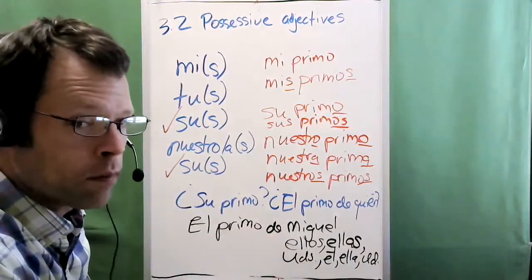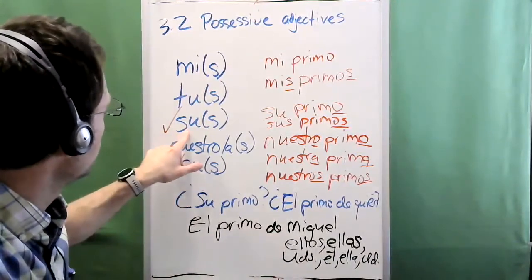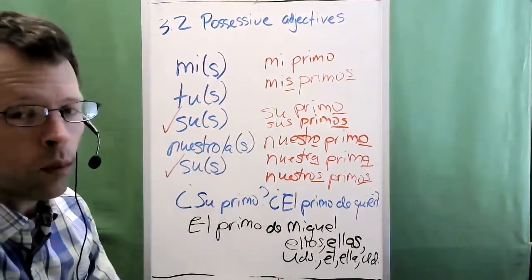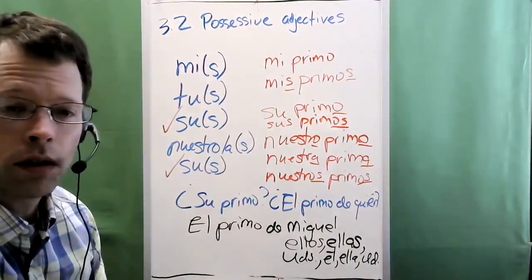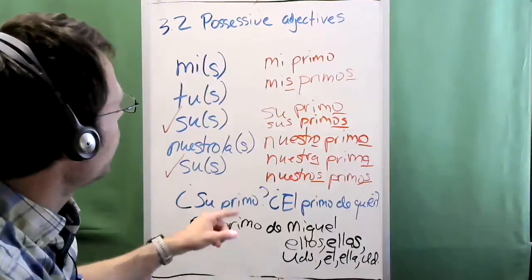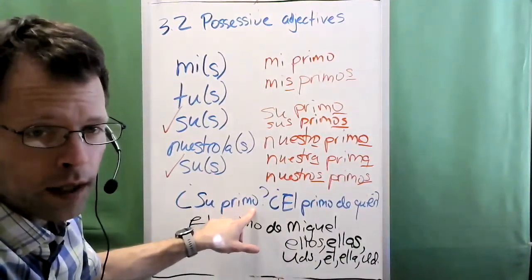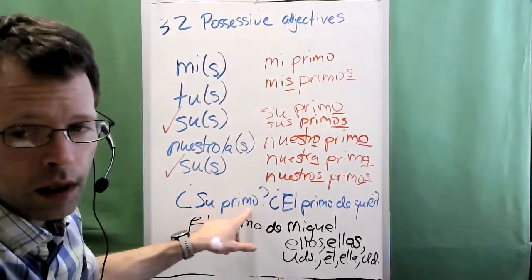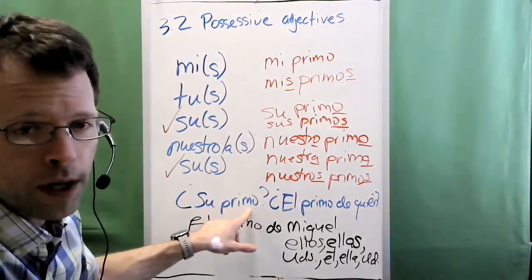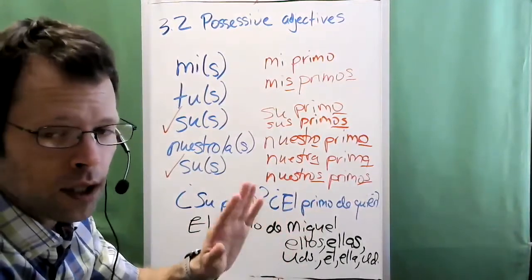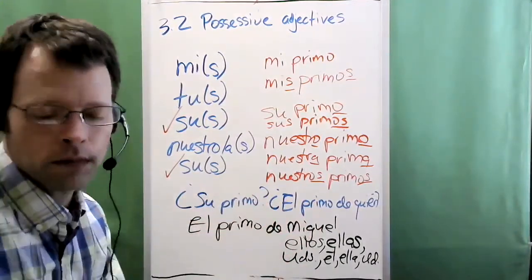Again, I think it's worth mentioning that su is singular and sus is plural, but the way you determine which one to use is, what is the thing possessed? Here it's primo, it's singular, so we use su. If it's primos, it's sus primos. It has nothing to do with who's doing the possessing. Don't make that mistake. That's how English works.